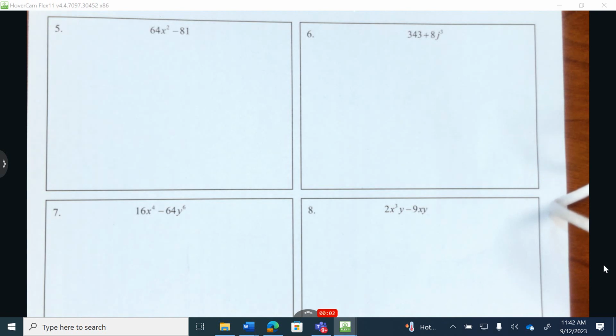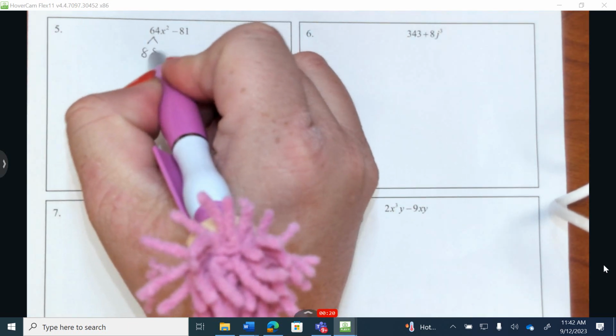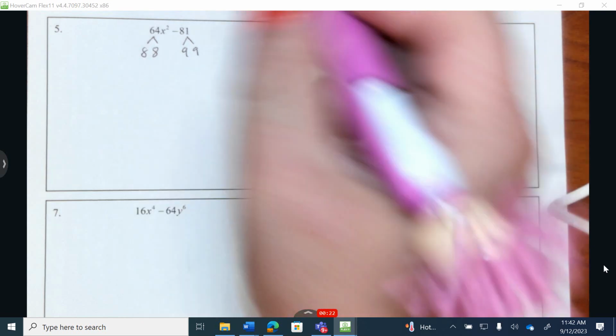This is going to be the back of the homework, the independent practice for factoring expressions, number 4. As you walk your way through this, it may be helpful to take out the packet and refer back to perfect squares and perfect cubes. So 64 does break into 8 times 8. 81 breaks into 9 times 9.